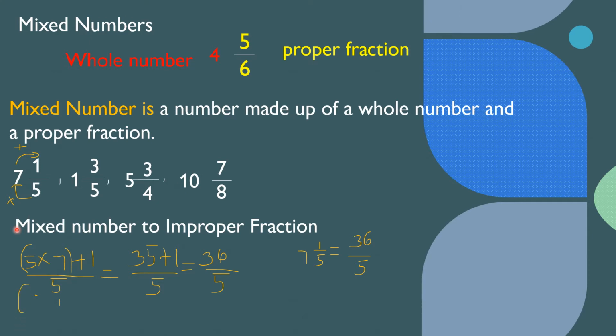Now, how about this one? Do you want to try? So, that is 5 times 1. Yun muna ang multiply natin bago natin i-add yung 3. So, 5 times 1, that is 5 plus 3, that is 8 over 5. So, ang 1 and 3/5 is equal to 8 over 5.